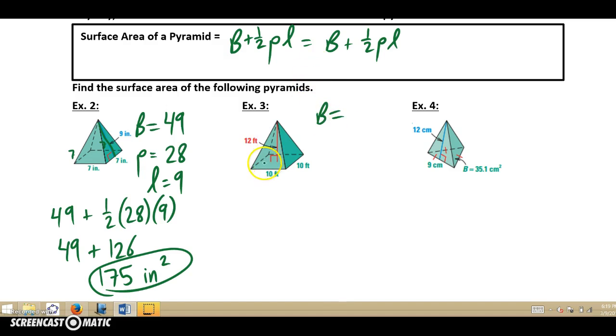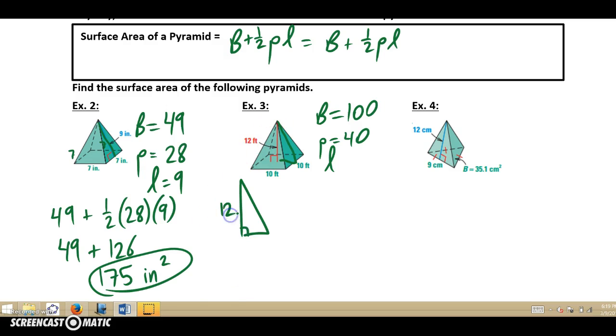Start again. Area of the base. So the base at the bottom is again a square. 10 times 10 is 100. Right? Length times width. The perimeter of the base, it's 10 all the way around, so 10 times 4 will be 40. But you'll notice this time, we don't have the slant height. We have the actual height, the one that goes to the middle of the base, okay, we need to find this slant height. So usually what I do is I draw a triangle.